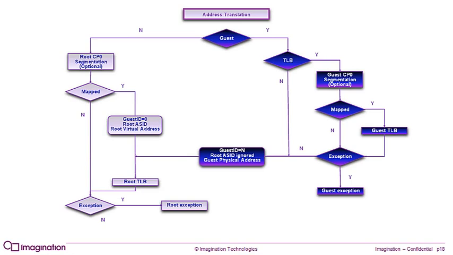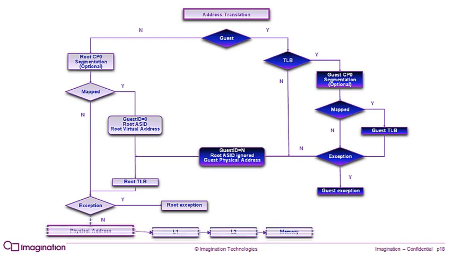The second level of translation uses the root TLB using the GPA in place of the virtual address that would normally be used. This second translation results in a physical address. The cache attribute used is that supplied by the guest context. In this second level of translation, exceptions in address translation are handled by root.